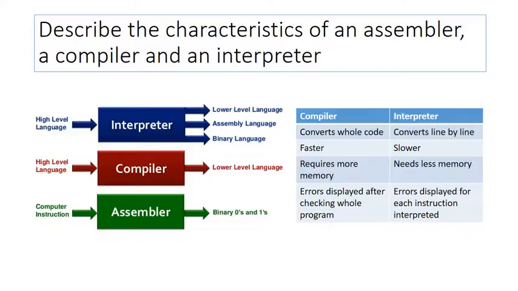Compiler takes all the code and compiles it and puts it together into a low level language, and then an assembler takes a computer instruction, puts it into ones and zeros, which is the base code of everything which is done on a computer. Compiler takes the whole code and converts it all at once. Everything that you get done, it compiles straight at once. It's fast, requires a lot of memory, and it only displays errors after going through the entire program, checking every single line of code. Whereas an interpreter converts line by line. It's slower, but because of that, doesn't need as much memory. Errors for interpreters are displayed after each instruction, line by line.